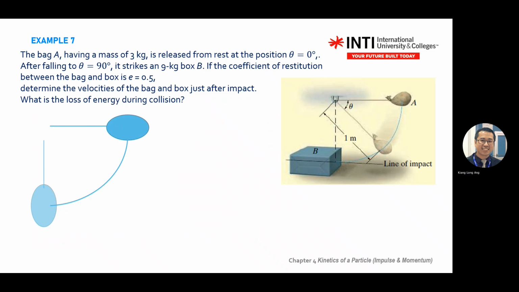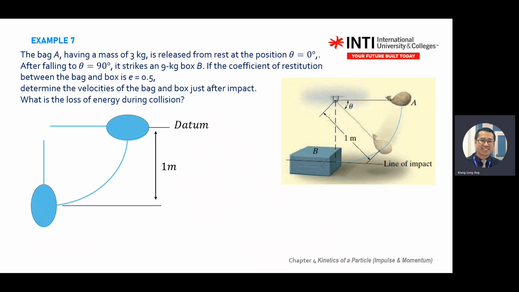So I draw the free body diagram. I focus on A. My datum, I refer to the top. Although the question does not give me datum, the question asks loss of energy. You see the word energy, you use conservation of energy. What is conservation of energy?